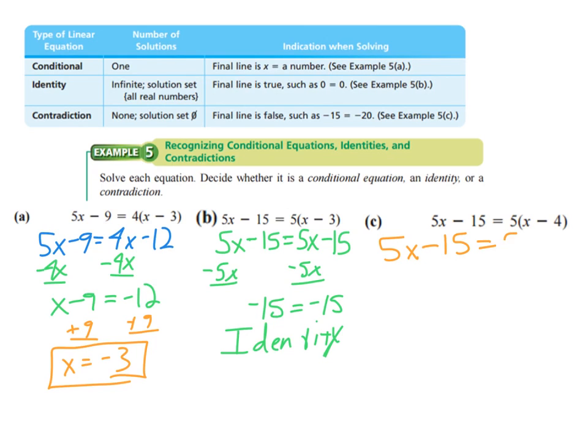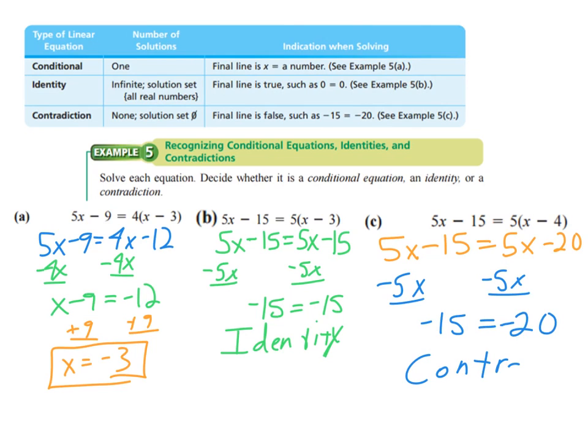Looking at the third and final one, you might be able to guess what happens here. We do need to distribute the 5 on the right side. So we get 5x minus 20. Now notice they're not exactly the same, but they both have a 5x. So if we subtract 5x from both sides, we get negative 15 equals negative 20. Well, that's not true. So this is never true, which means that it is a contradiction. It's never true. So there is no solution for that.